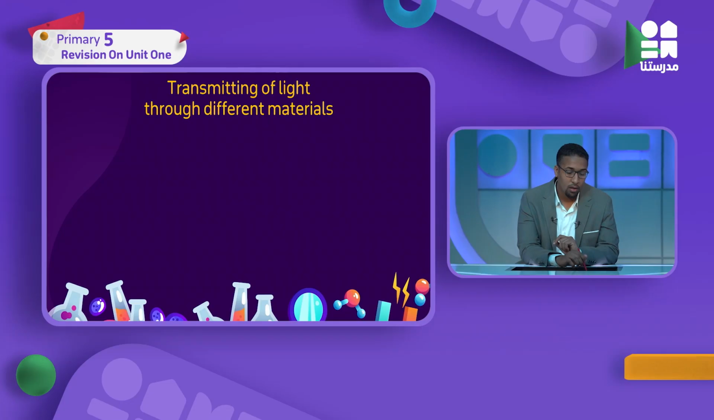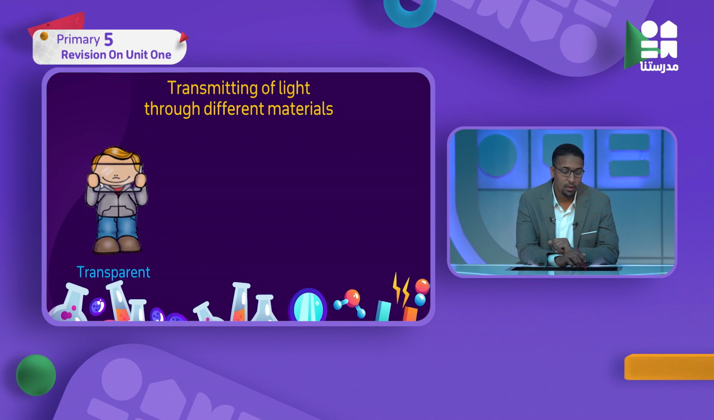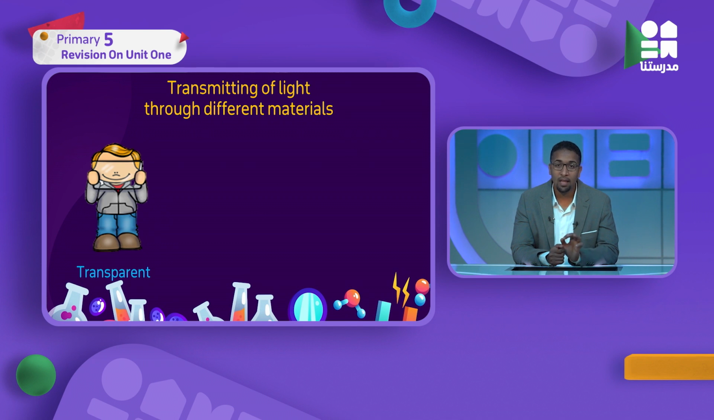Number 2, transmitting of light through different materials. لو احنا فاكرين transmitting of light يعني الضوء هيقدر يعدي او لا، هيختلف من material لماتيريال. The first one is called transparent material. Transparent material allows most light to pass through and objects can be seen clearly through them. زي ايه transparent material؟ زي clear glass وزي البلاستيك والاير، كل دي كانت transparent materials.